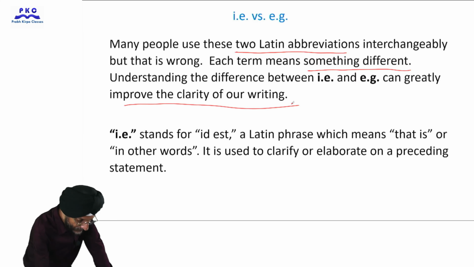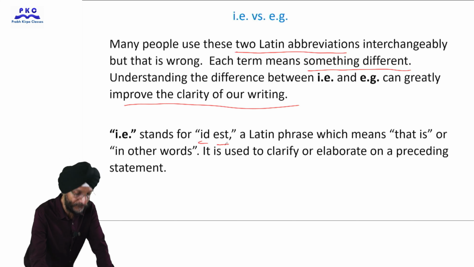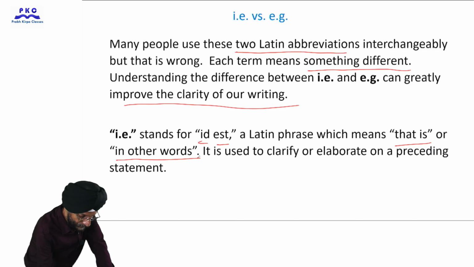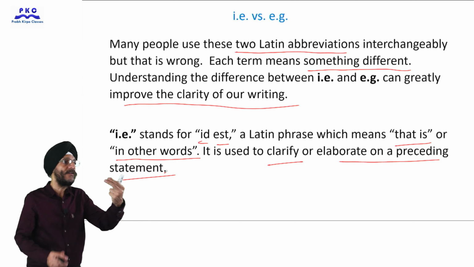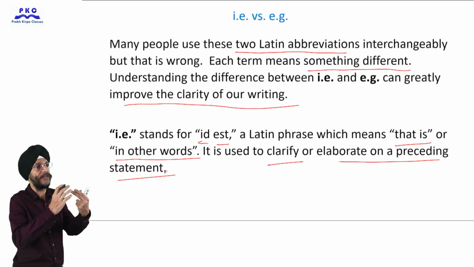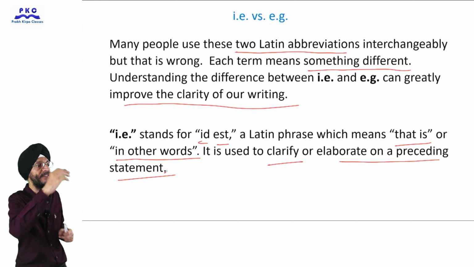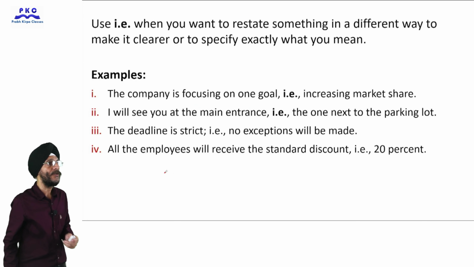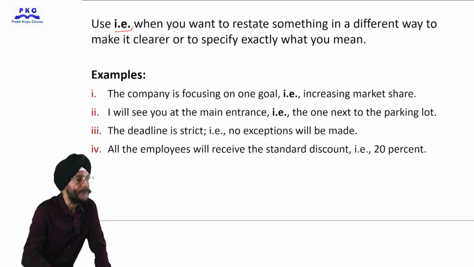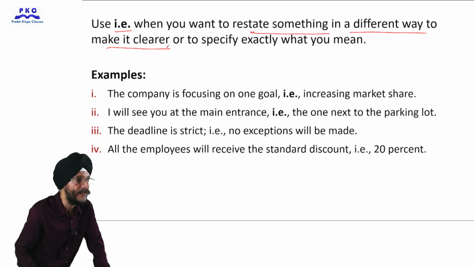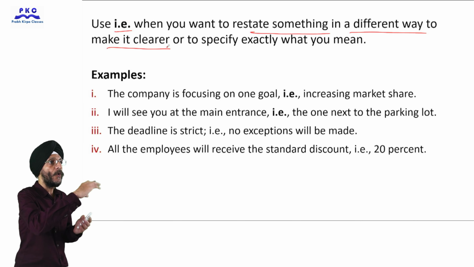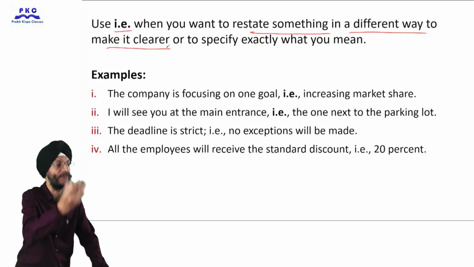IE stands for id est. It is a Latin phrase which means that is, or in other words. It is used to clarify or elaborate a preceding statement. Preceding statement means what we have said, we want to clarify it, so that the other person may clearly understand what we want to convey. Use IE when you want to restate something in a different way to make it clearer, or to specify exactly what you mean.